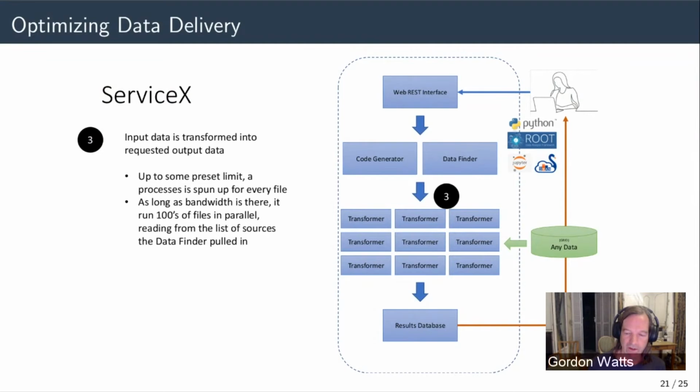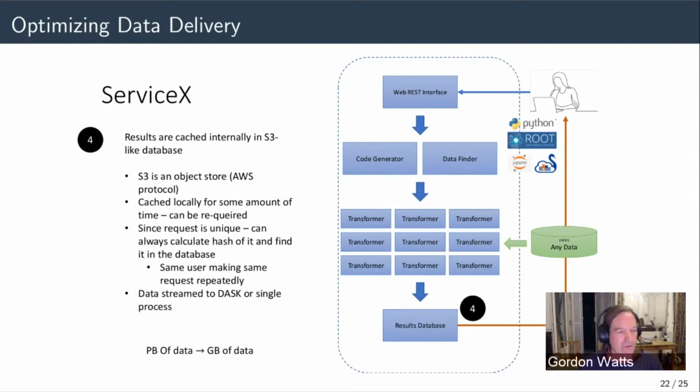It's the next slide, which is step 3. And here the data is transformed to the requested output data. Up to some preset limit, a number of processes are spun up for every file. So in one of the tests I'll just reference briefly in a minute, we had 1,000 of these transformers all running at once. And as long as the bandwidth is there, you can run 1,000 files in parallel. And the extracted data comes out in a columnar format, which is exactly what Jim was talking about, jagged but columnar format, which makes it so convenient to access not only in the Python ecosystem, but in a number of legacy tools as well.